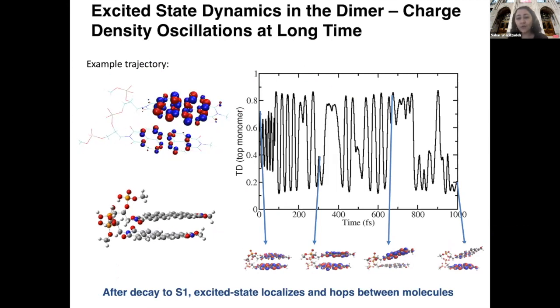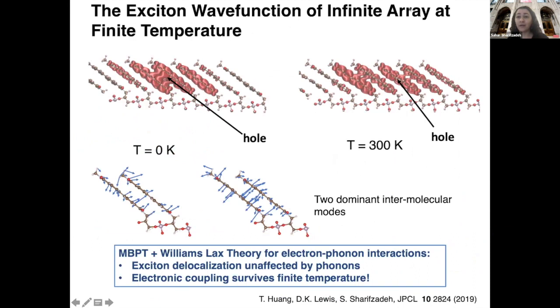But I just want to note that in other studies we've done on an infinite wire, which is fictitious, which we made up and has not been synthesized, we find that the dominant modes coupling to the excited state are intermolecular, and so we maintain that delocalization. So it may be that as we stack more and more molecules, we're not going to see this localization of the excited state.